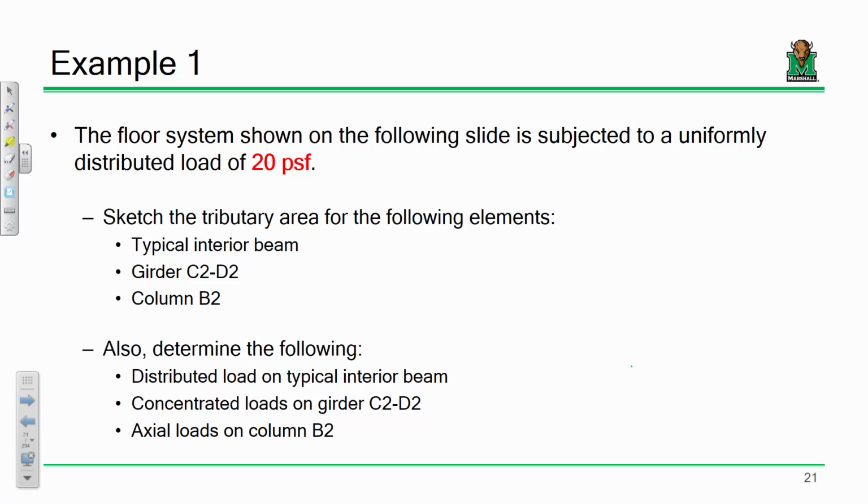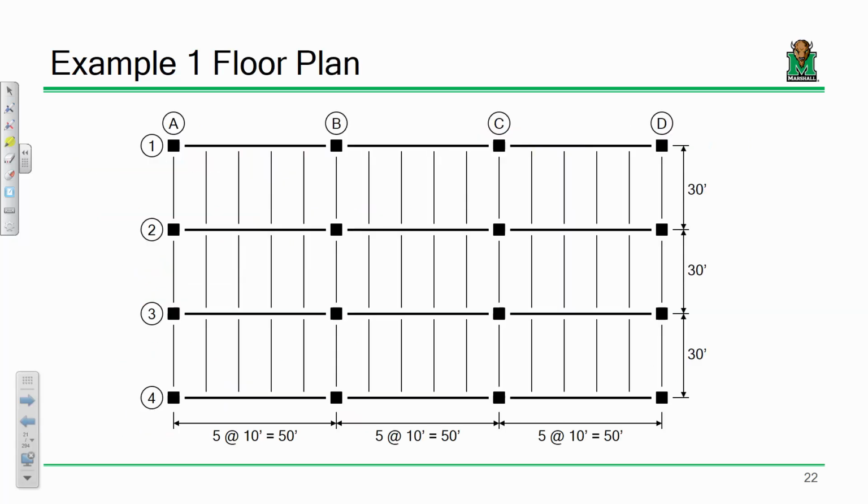Okay? And what we're going to be doing is with this distributed load, we're going to be looking at some various elements in the system, and then we're going to take this and determine, okay, what would be the distributed load on a typical interior beam? What would be the concentrated loads on a typical girder? What would be the axial loads on a column, and so on and so forth? So there's going to be some connections to CE312 here in a second.